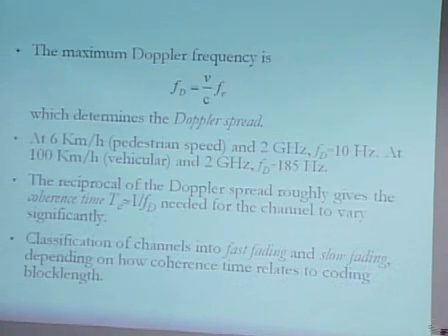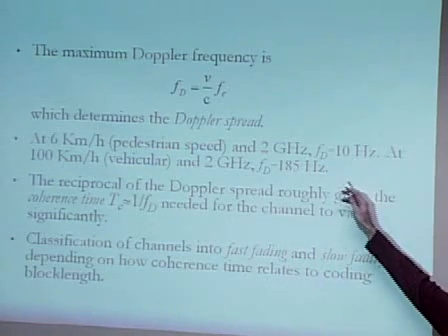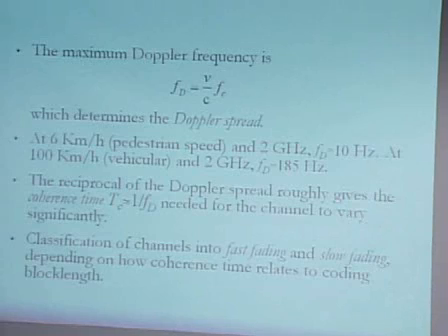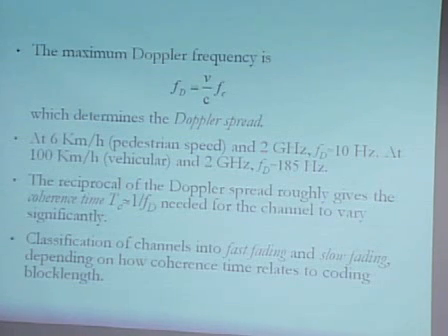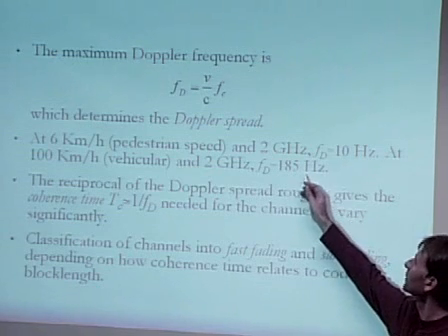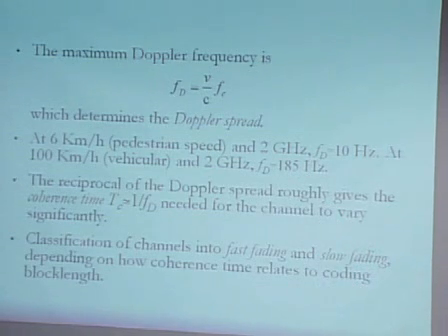So let's now look at these examples, right? Walking speed, 10 hertz. How much is 1 over 10 hertz? Anybody? 100 milliseconds. Okay, so if you're walking, the channel will stay more or less constant for about 100 milliseconds. And that's the case. If you're in a car, it will stay constant for about 5 milliseconds. And that's also true. So one has to design the system for these types of times.